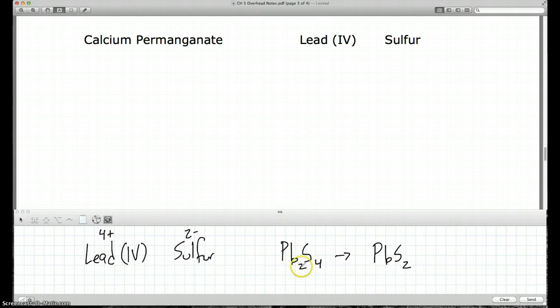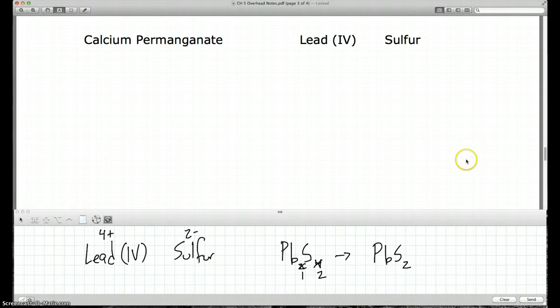Because a 2-to-4 ratio, if we reduce that, we divide each number there by 2, we get a 1 and a 2. So a 2-to-4 ratio is the same as a 1-to-2 ratio. We don't write the 1s, so our final answer is PbS2.